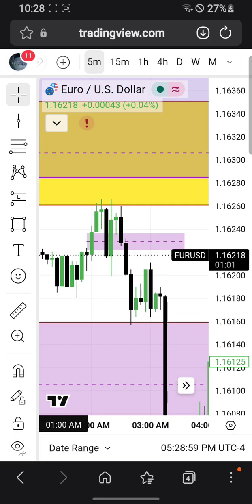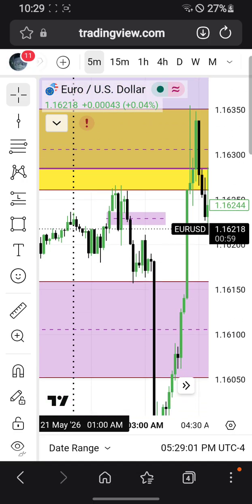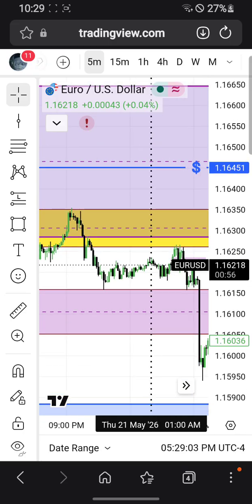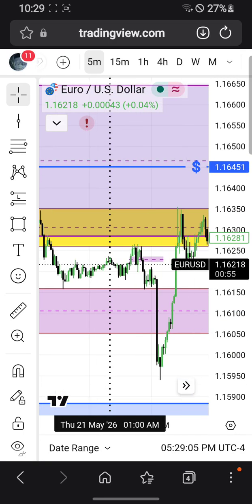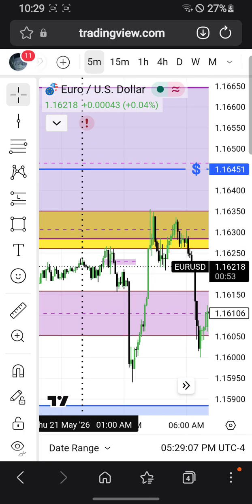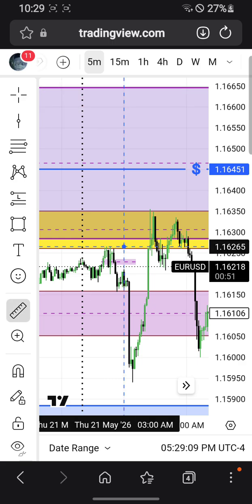This is where I bought the market from. Then when I bought the market, just like I showed you from that first screenshot, my anticipation, what I was expecting, was for price to run from there to this high. Then my stop loss was here. You saw the stop loss, it was 20 pips.